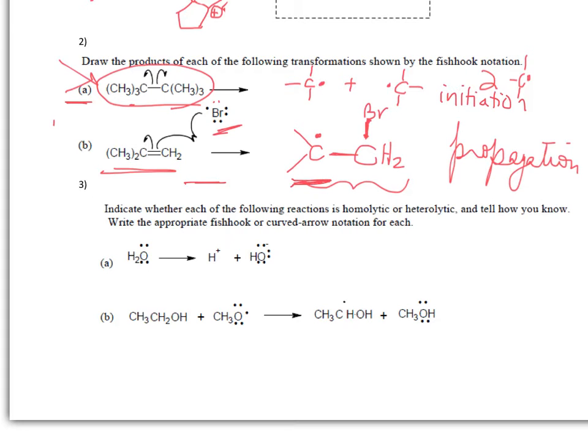Next question says indicate whether each of the following reactions is homolytic or heterolytic, and you have to explain how you know that. Write the appropriate fishhook or the curved arrow notation. So they are basically asking whether it's a polar reaction or not. So tell me, what are you thinking? You should be thinking what kind of products you have. Homolytic, same product upon lysis. Heterolytic, different products upon lysis. So notice you have a cation, you have an anion coming from HOH.